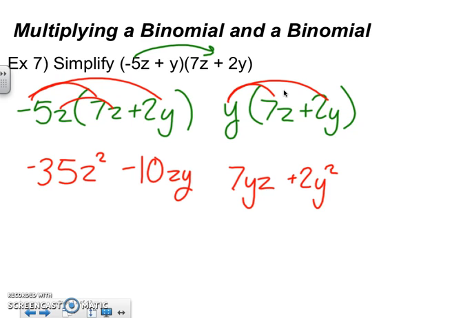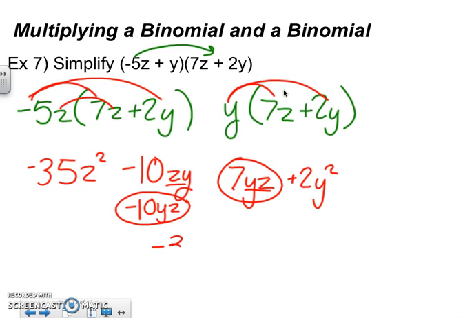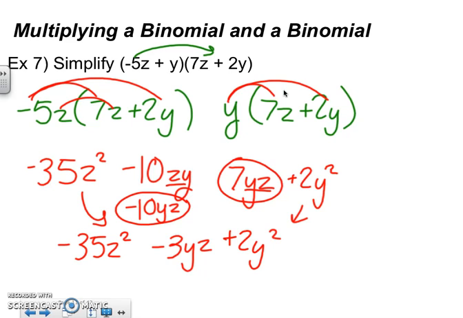Now, we have to see if we can combine like terms. The tricky thing to notice is that a zy and a yz are the same thing. Okay, so this is actually like a 10yz. The order of those letters does not matter. So I can combine like terms here and do negative 10 plus 7 and get negative 3yz or zy. Bring down your last term and then bring down that front term. Okay? Okie doke. That was a really hard one.